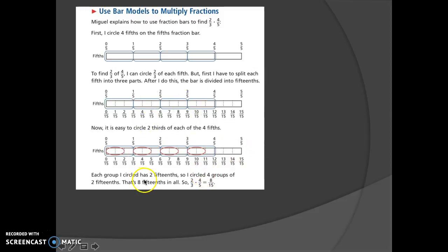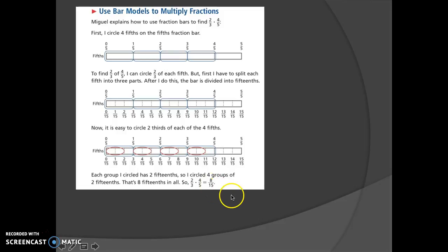Okay, so each group I circled has 2/15. 4 groups of 2/15 is 8/15 in all. So when we look at our original problem, 2/3 of 4/5 or 2/3 times 4/5 equals 8/15. Again, notice the pattern. Numerator, denominator. What's happening with those numbers each time? We are multiplying. Numerator times numerator, 2 times 4 is 8. Denominator times denominator, 3 times 5 is 15.